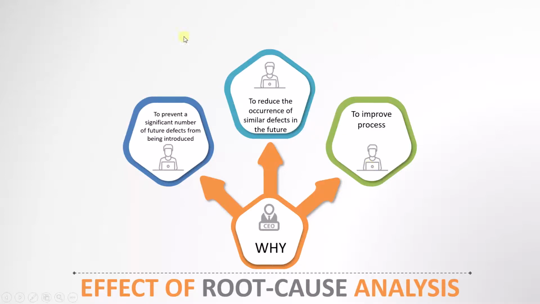So, these are the 3 points. The first point is to prevent a significant number of future defects. The second is to prevent occurrence of similar defects. And finally, to improve the process.